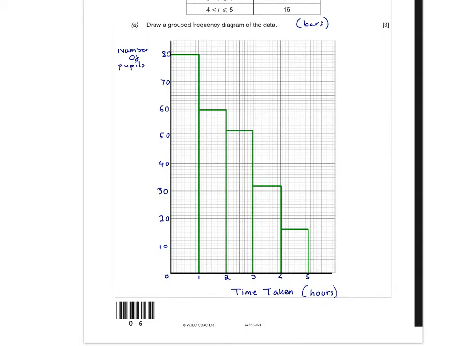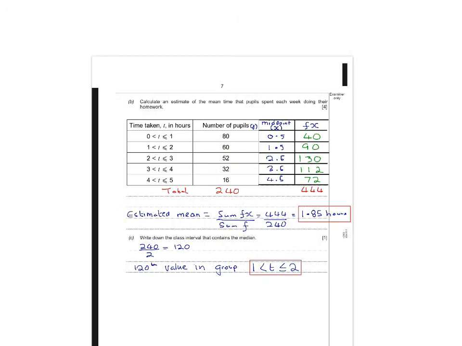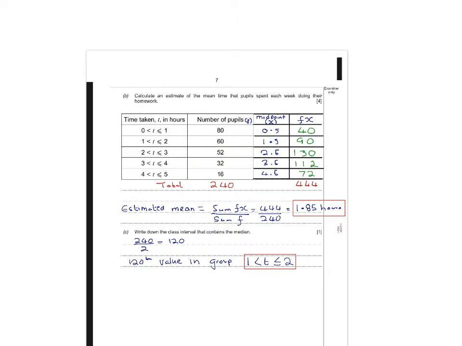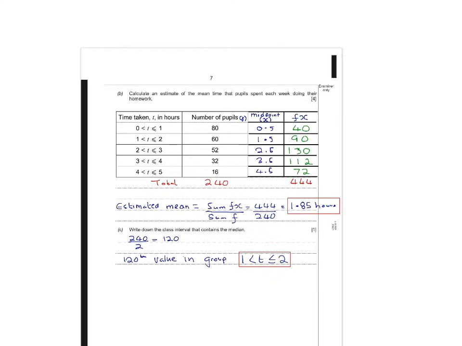Okay? Over the page. So, in terms of what you need to do here, midpoint here is the middle of these two numbers. So the middle of 0 and 1. What I would always recommend you do.